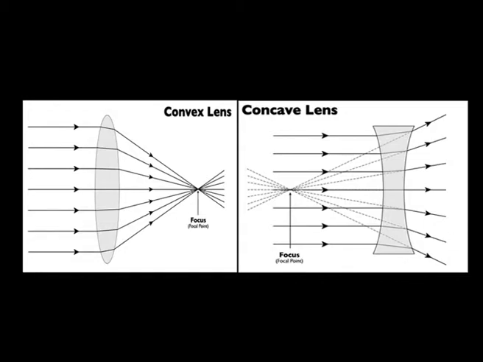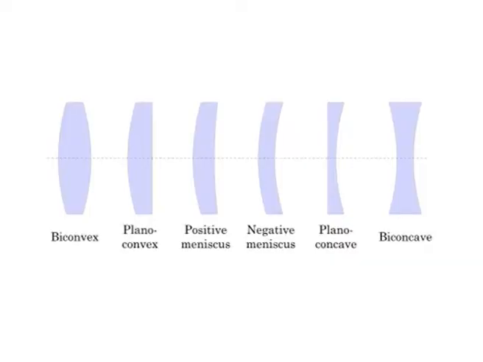We know that there are basically two kinds of lenses, the concave lens and the convex lens, which are shown in the diagram. Besides this, we can also have a plano-convex lens, a plano-concave lens, a concave convex lens, and a convex concave lens, and there are permutations and combinations.